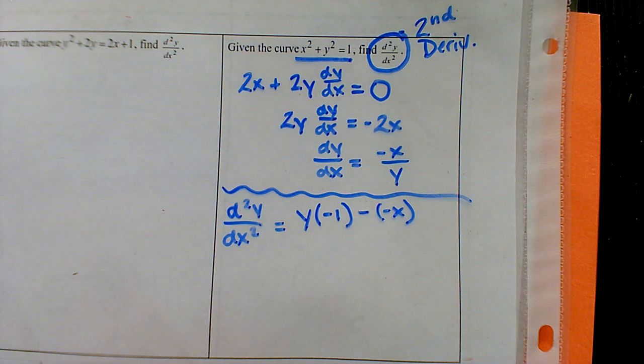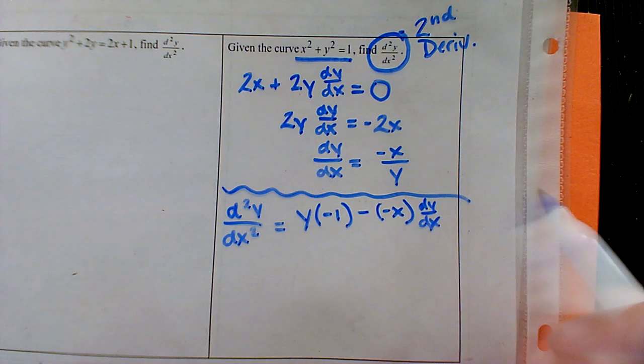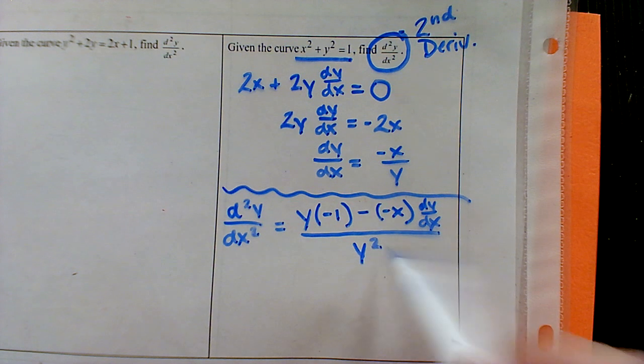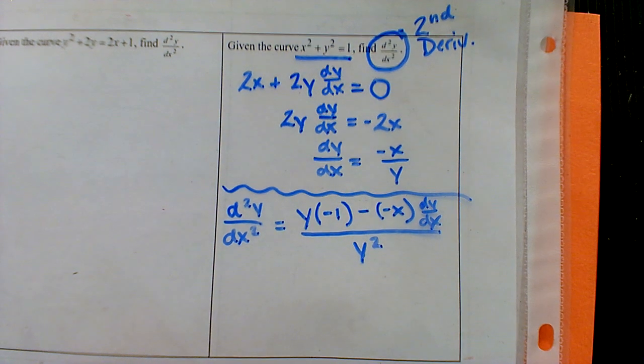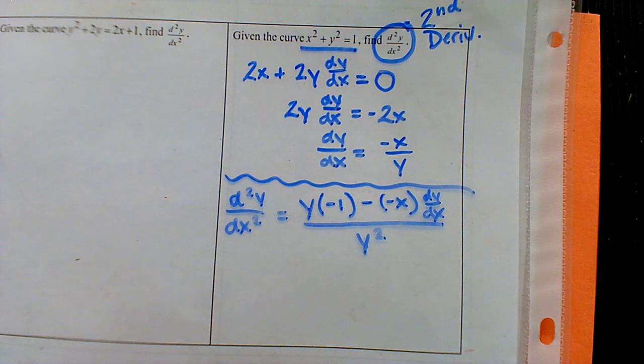high, and then we need d low, the derivative of y, dy over dx, good, all over the bottom squared. So we'd have y squared. So far so good?